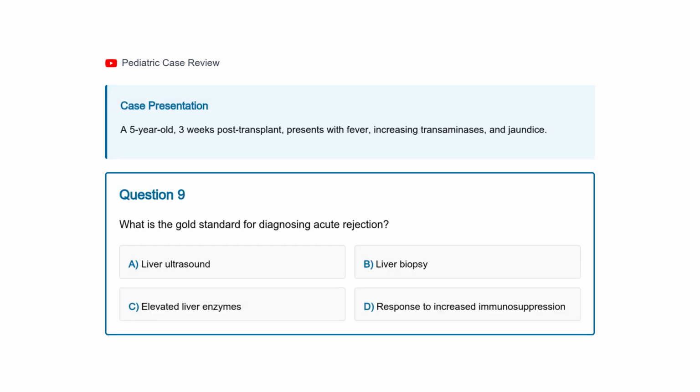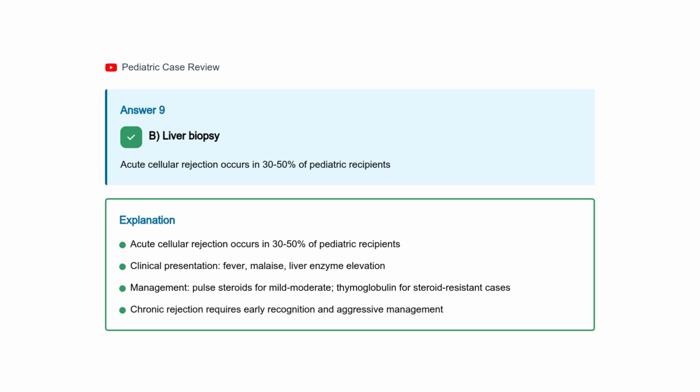A 5-year-old, 3 weeks post-transplant, presents with fever, increasing transaminases, and jaundice. What is the gold standard for diagnosing acute rejection? Option A, liver ultrasound. Option B, liver biopsy. Option C, elevated liver enzymes. Option D, response to increased immunosuppression. The correct answer is B, liver biopsy.